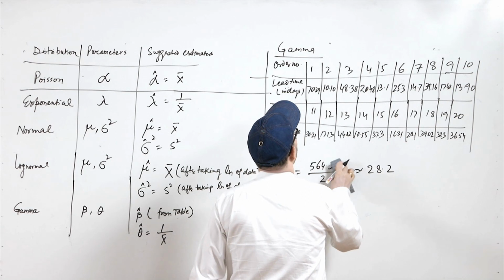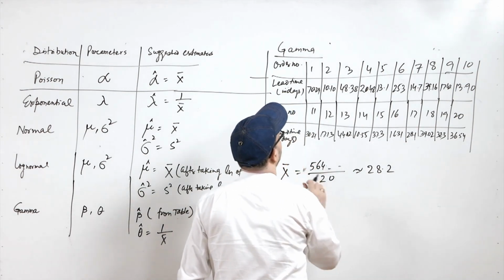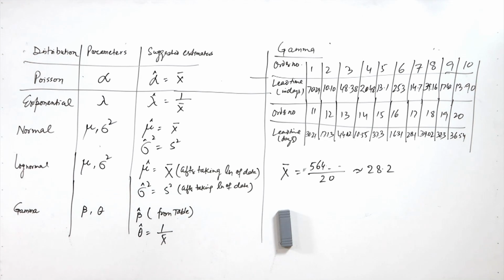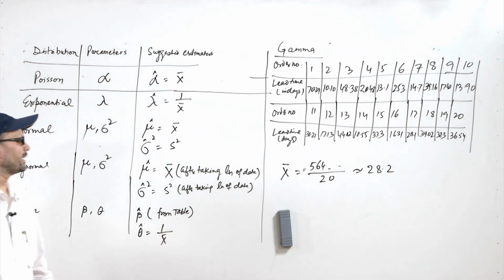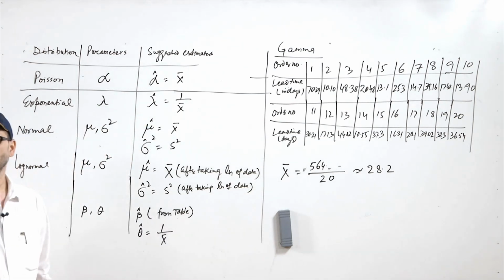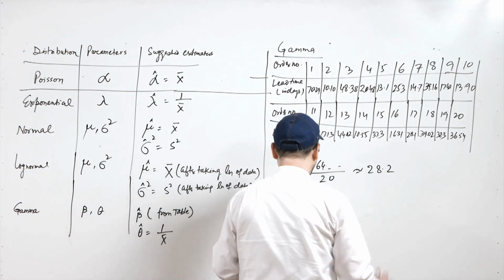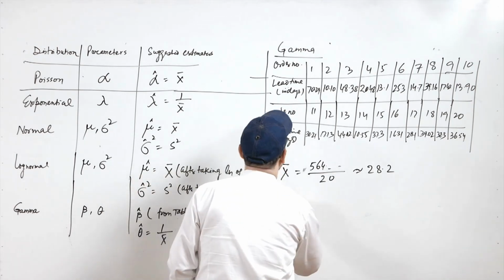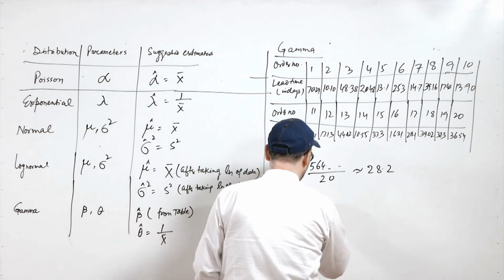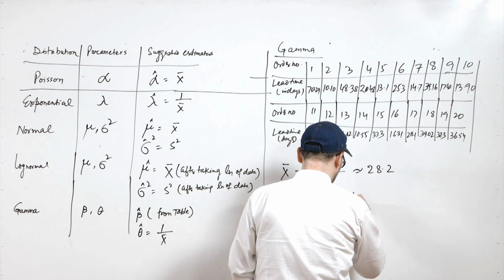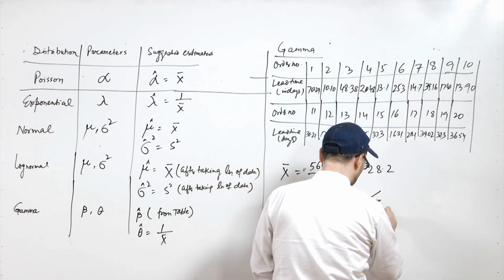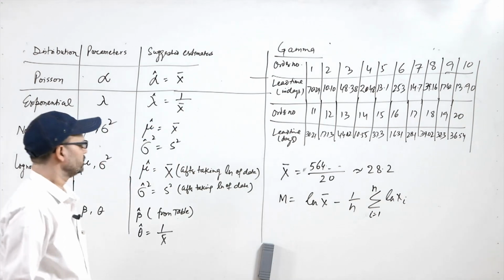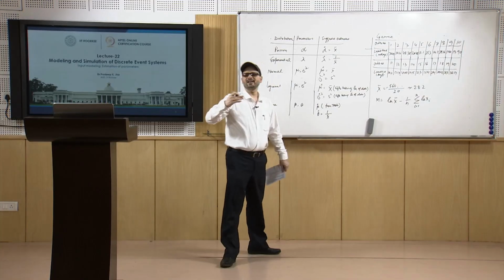So, it will be coming close to 28.2. That is your x bar. So, you can get the theta estimator as 1 by x bar. Now, what we have to see is m, for which we have the formula. M is calculated as ln x bar minus 1 by n summation i equal to 1 to n of ln xi. This is how m is calculated while dealing with the gamma distribution.